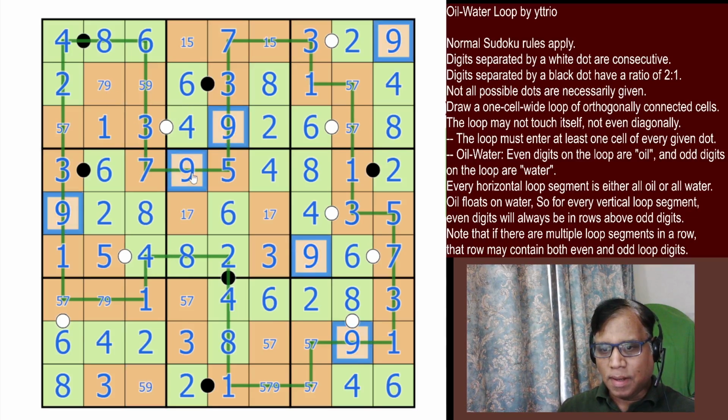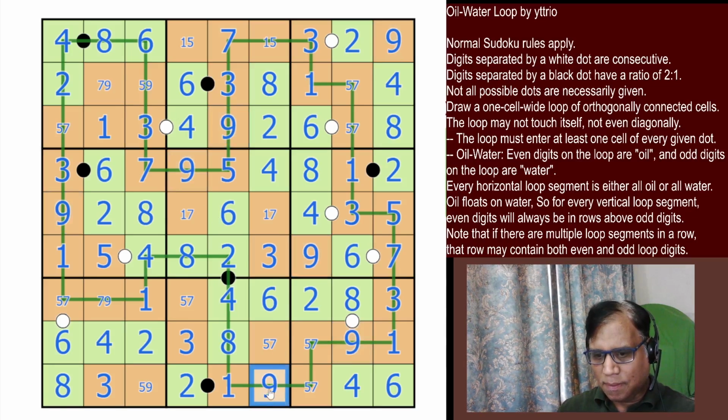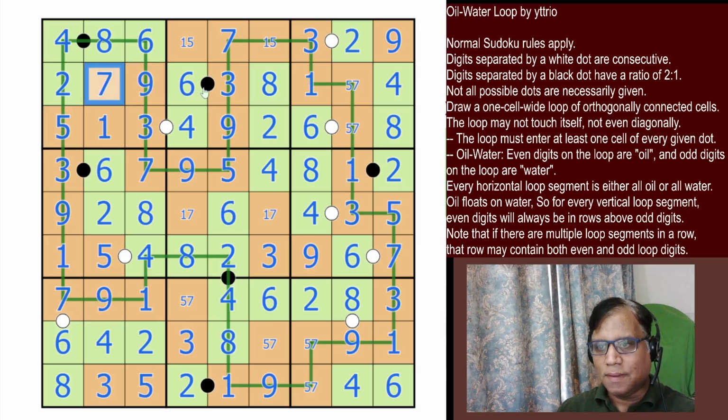Right, we were at 9. Now this has to be 9, right? Yeah, that's 9. So that gives me 5 now. That 5 gives me 7. That gives me 9. That's 5. That's 9. That's 7. That 7 gives 5. That gives 7. Come on, man, now.